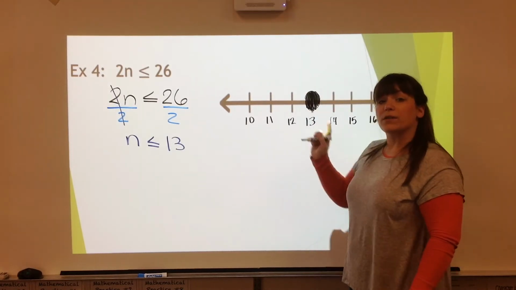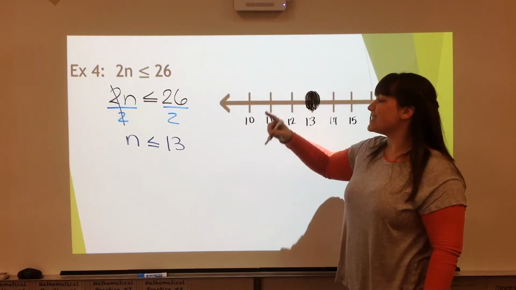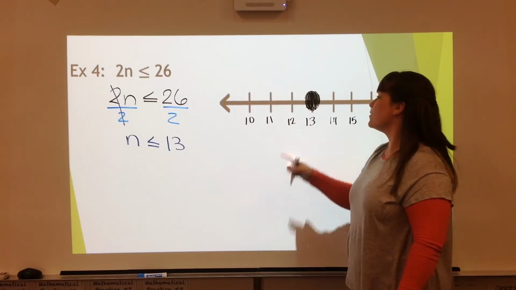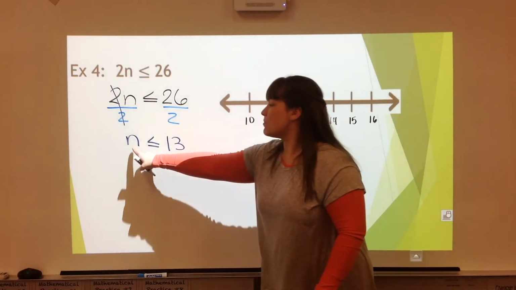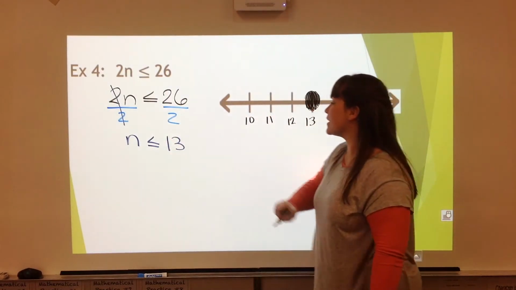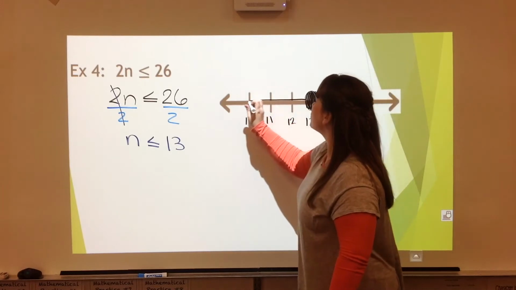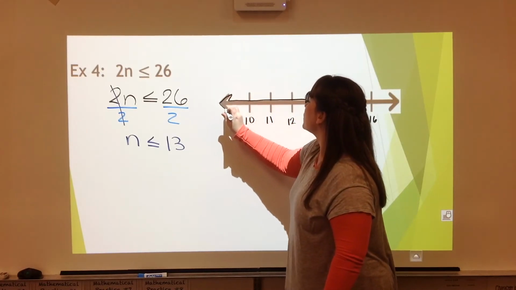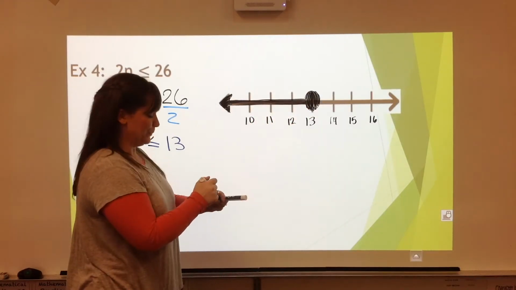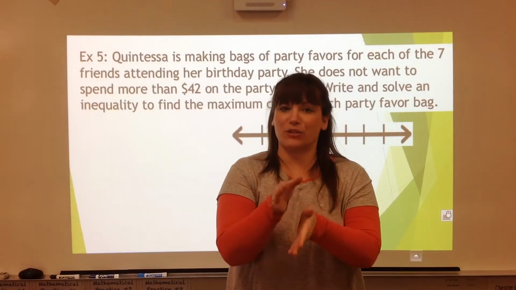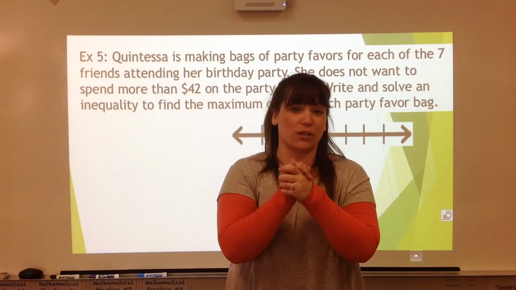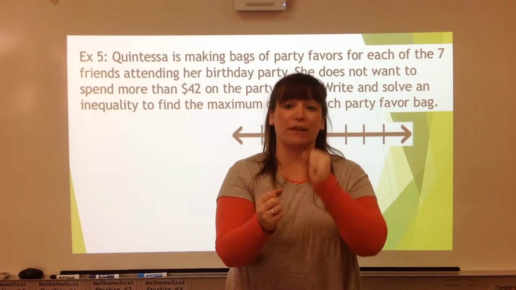Now let's figure out whether it's to the left or right. I need n is less than or equal to 13, so that means the numbers have to be smaller. I picked 10, plop it in here. 10 is less than 13, so I have to shade to the left. Voila! So all of the examples so far have not required us to write our own inequality. They just gave us the inequality, we had to solve and then graph.